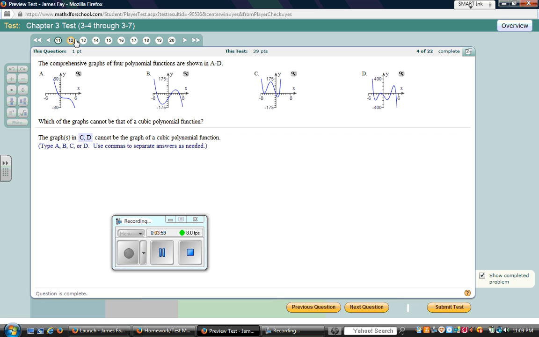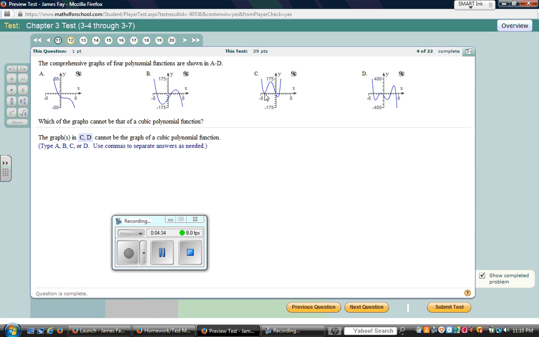So the comprehensive graphs of 4 polynomial functions are shown in A through D. Which of the graphs cannot be that of a cubic polynomial function? Okay, this could be a cubic, one x-intercept, and at most, here we really don't have any maximum or minimum turning points basically. That might be like an inflection point where my arrow is. All right. B, you've got 1, 2, 3 x-intercepts, so that's okay. And you got 1, 2 turning points, so that's okay. So that could be a cubic.